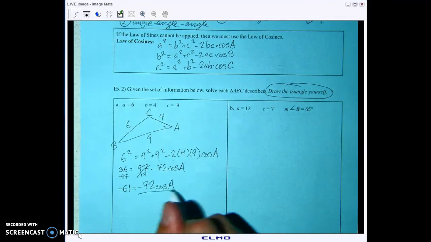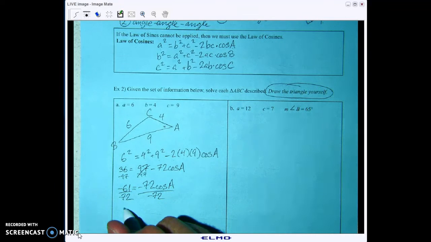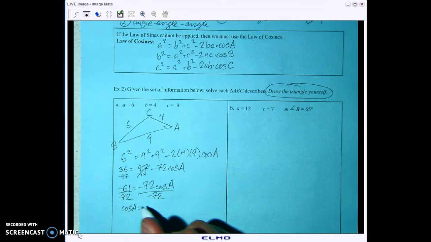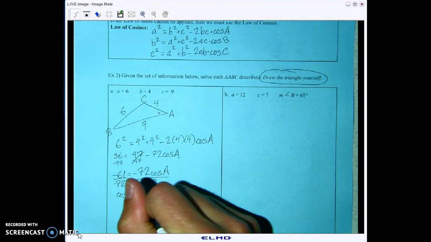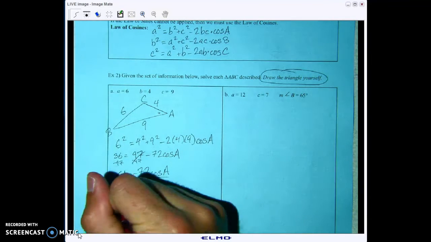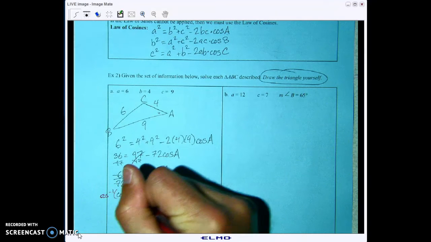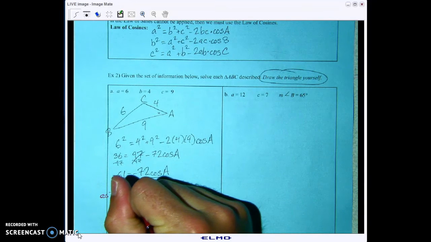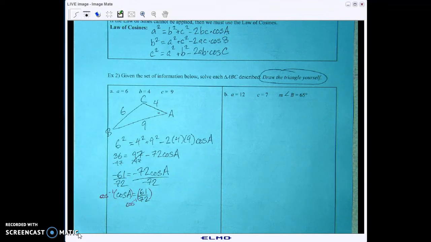Divide both sides by the negative 72 coefficient that we got there, and we get that the cosine of angle A is equal to negative 61 over negative 72. We can simplify that to 61 over 72 at the very least, right? And we learned today that in order to figure this thing out, we need to take the cosine inverse, or the arc cosine, of both sides.